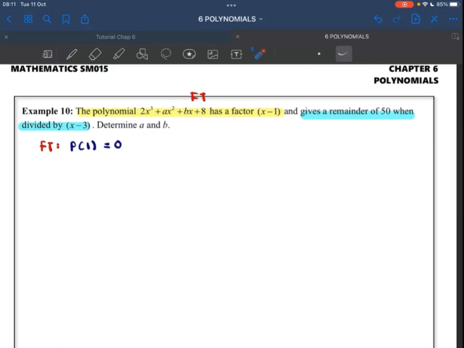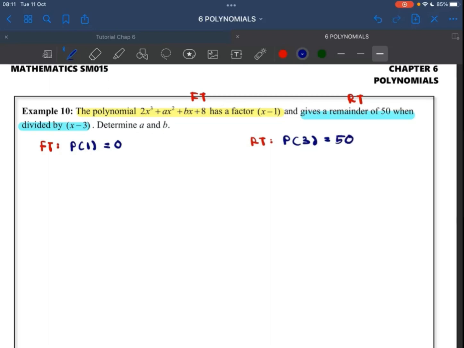Okay, and yang biru gives a remainder of 50 when divided by x minus 3. So ini ialah divisor kamu and gives a remainder of 50. So ini ialah remainder theorem kita. P(a), which is a kita ialah 3, x minus 3. So P(3) equals to R(a). So R(a) kamu ialah remainder, which dia cakap dekat situ gives a remainder of 50.